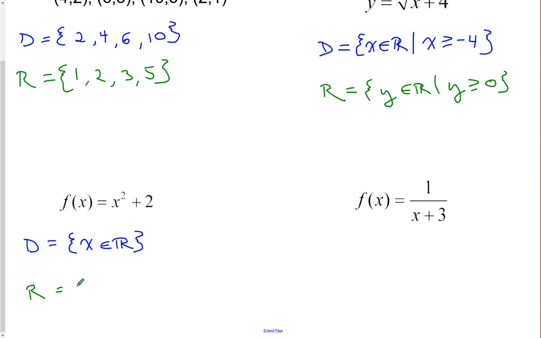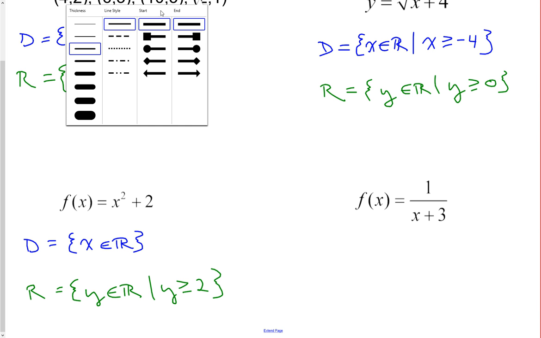Our range, we say y is an element of real numbers, such that y is greater than or equal to +2. Nothing below +2. That would not be on our graph.